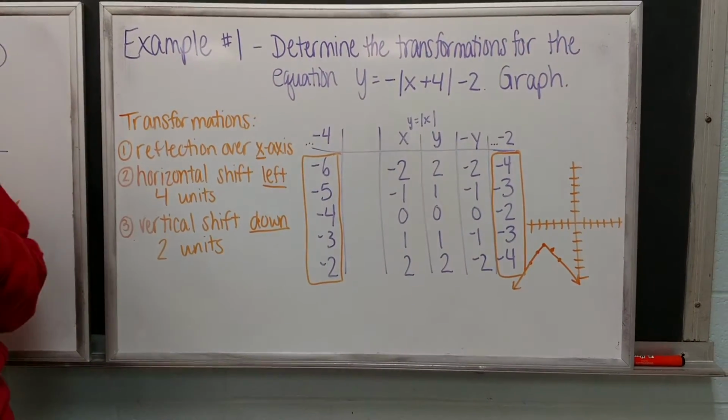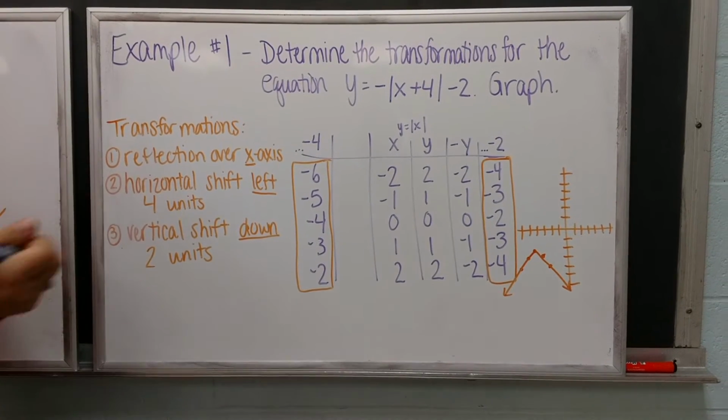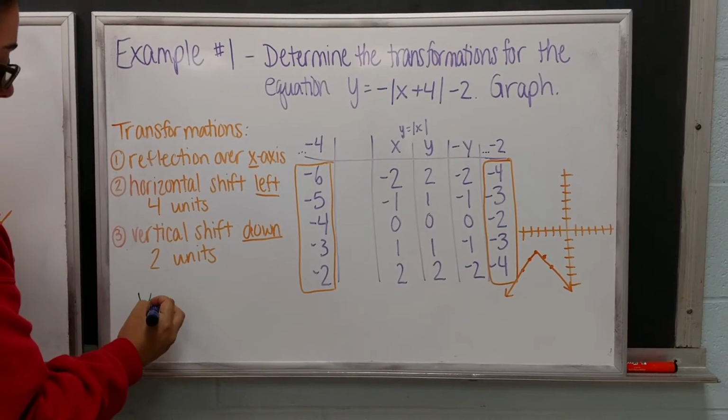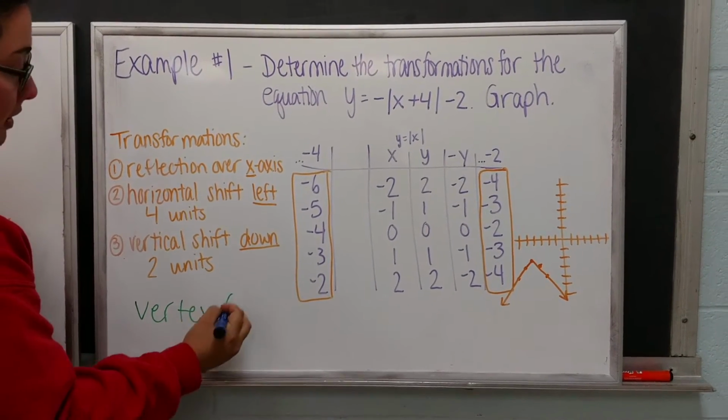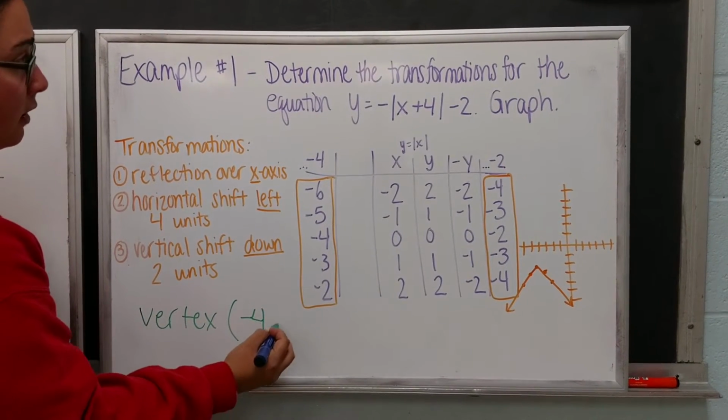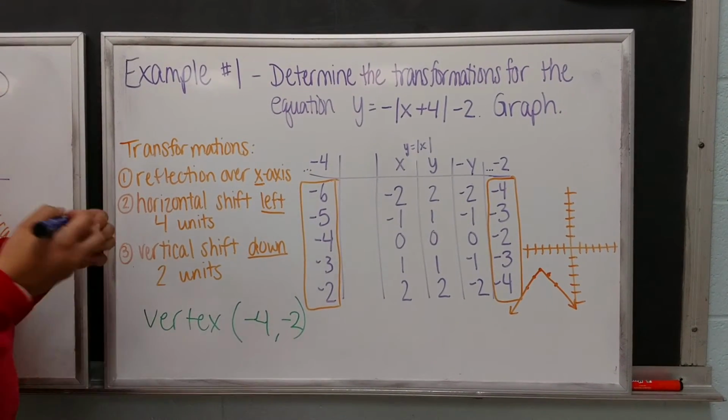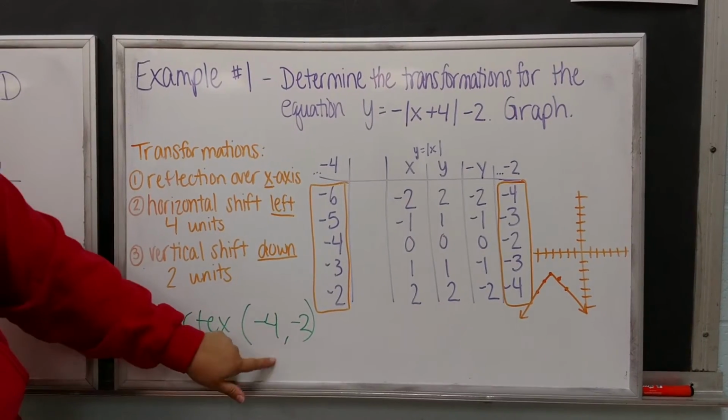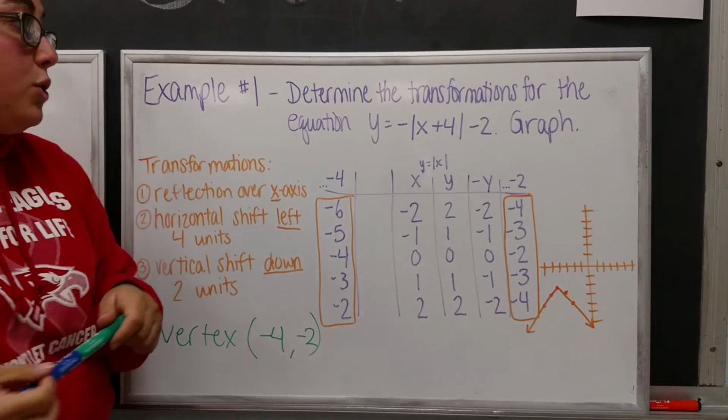So that also goes back to what we were talking about with our vertex. The vertex that you're going to point out is going to be negative 4, negative 2. And that's one of the points that you're going to confirm when we start graphing this.